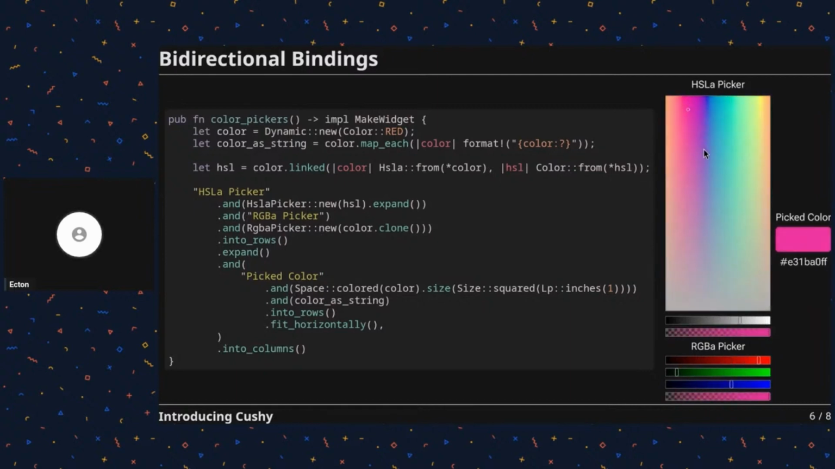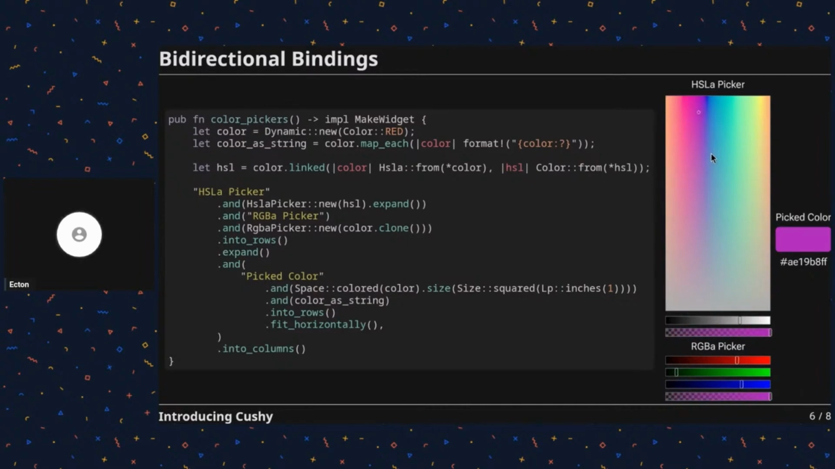And that's because the HSLA picker is the source of the change. So by the time the cycle that would normally happen, where it updates the color, then goes to RGBA, then goes back to the color, and then comes back to HSLA, at that point, because it's the source of the change, it can't actually update it again. So it just breaks the chain at that point. And that makes it so that it just magically works.